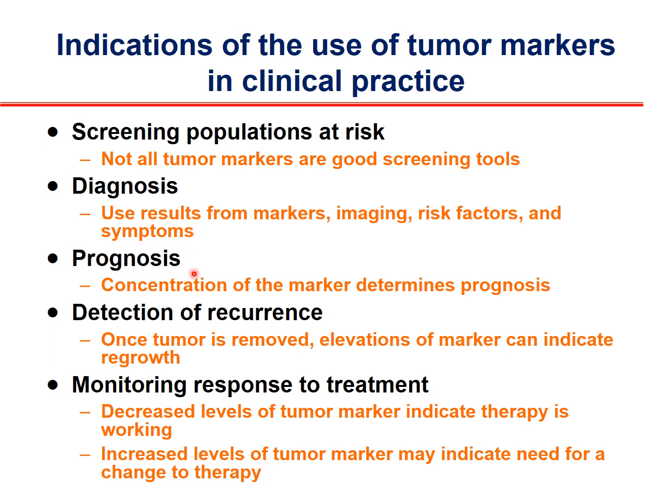Prognosis. The concentration of the markers determines the prognosis of the disease or detection of recurrence. Once the tumor is removed, elevation of the marker can indicate regrowth of the tumor cells. Or monitoring the response to treatment: a decreased level of the tumor markers indicates the therapy is working. An increased level of the tumor markers may indicate the need to change the therapy.